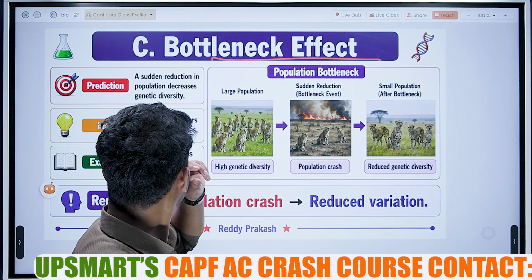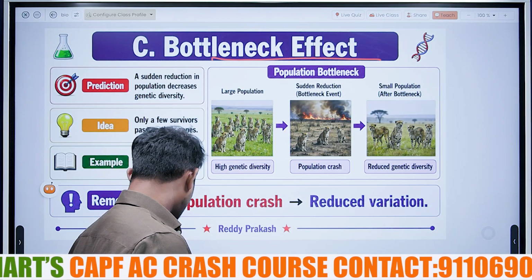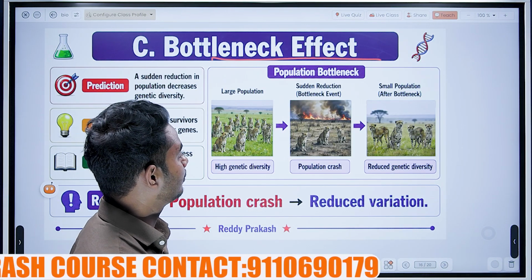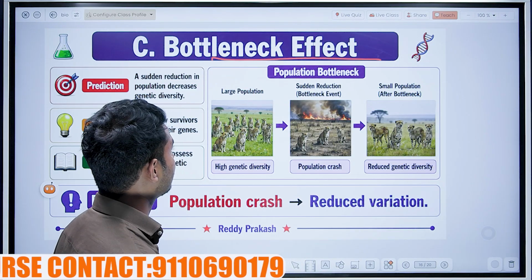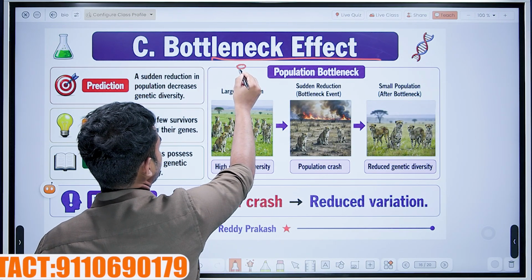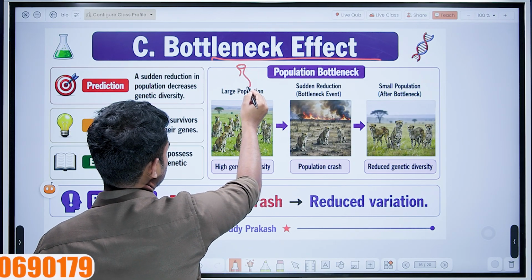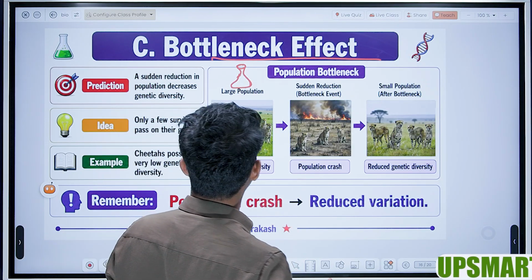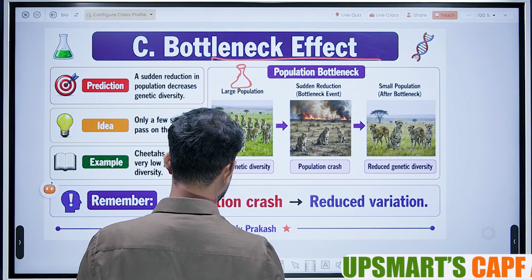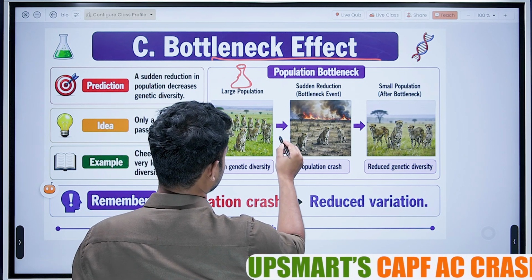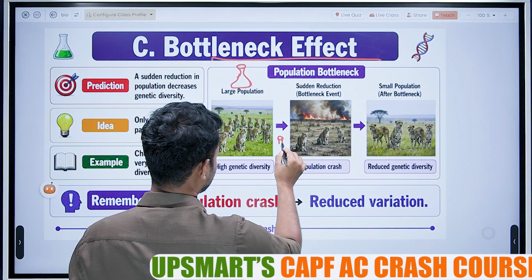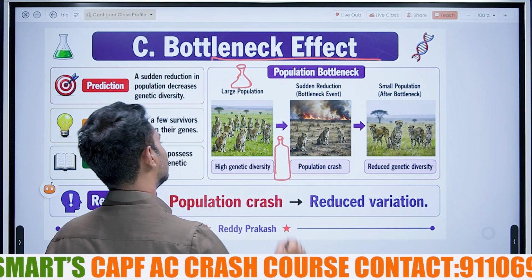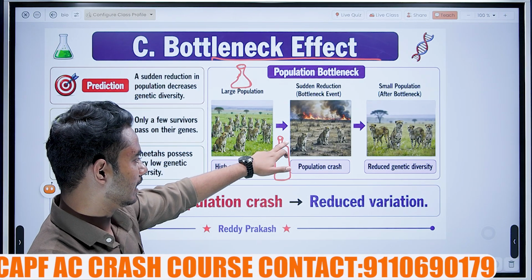Now what is remaining? Bottleneck effect, sir. What is bottleneck effect, sir? Bottleneck effect is population bottleneck. See, why the name bottleneck is, you would have seen bottles, right? Bottles will be like this, usually. I am also bad with the drawings, as you know. It will have a small neck, then it will have a bigger space. Fine now. Small neck. This is called as bottleneck.